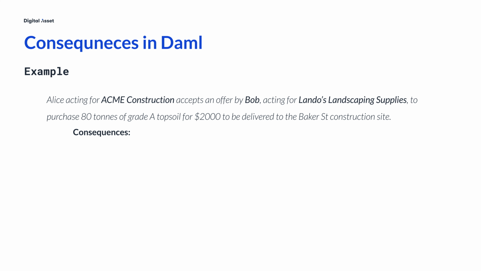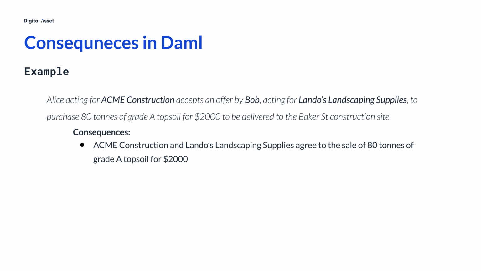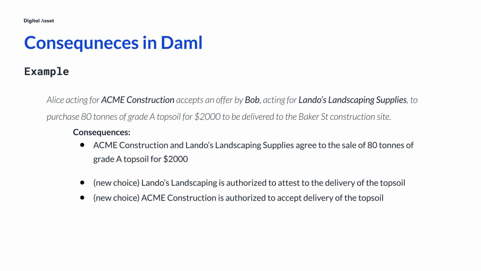There is still the base agreement, the contract of sale. Acme Construction and Lando's Landscaping Supplies agree to the sale of 80 tons of Grade A topsoil for $2,000. But from the perspective of a DAML workflow, this isn't the really interesting bit. What is interesting is, who is authorized to attest to the delivery of the topsoil when it eventually happens? And who is authorized to accept and acknowledge delivery of the topsoil when it is received?